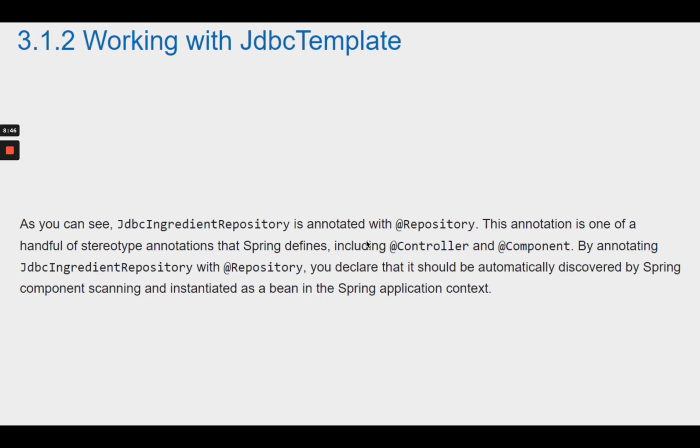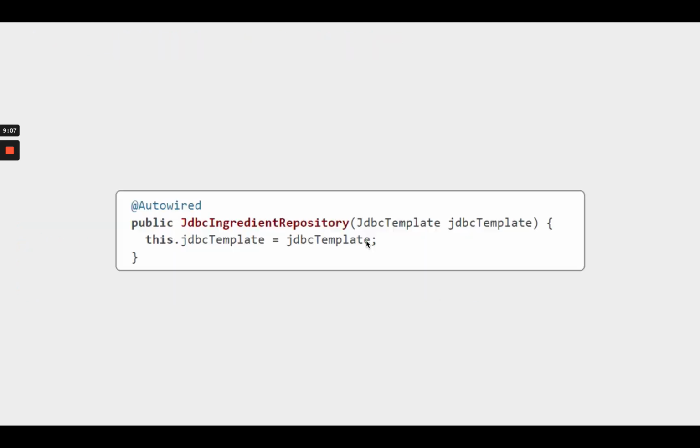This annotation is one of a handful of stereotype annotations that Spring defines, including @Controller and @Component. By annotating JDBC ingredient repository with @Repository, you declare that it should be automatically discovered by Spring component scanning and instantiated as a bean in the Spring application context. When Spring creates the JDBC ingredient repository bean, it injects it with JDBC template. That's because when there's only one constructor, Spring implicitly applies auto-wiring of dependencies through that constructor's parameters.